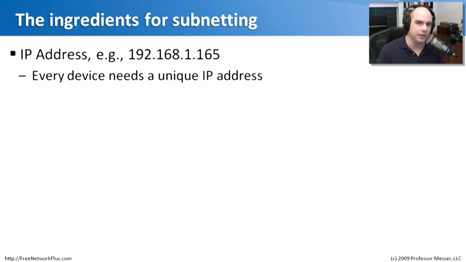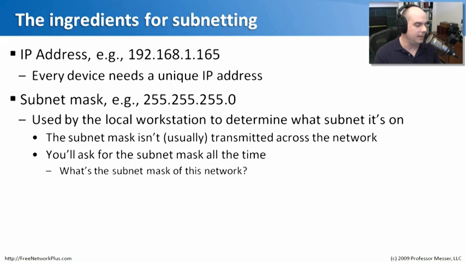Every device on an IP network needs a unique IP address. These can't be shared between systems. Only one station at a time can have a single address. If we are 192.168.1.165, nobody else and no other device on this network can be 192.168.1.165.